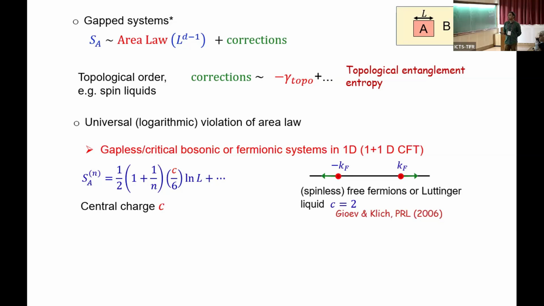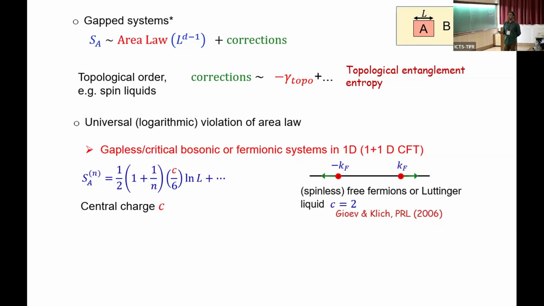Okay, so for gapless systems, let's say in one spatial dimension, 1+1D, for gapless bosonic or fermionic systems it is well known that you get a logarithmic universal violation of this area law. You get a log L whose coefficient is universal, determined by the central charge. For example, if you take a Luttinger liquid or even a free Fermi gas in one dimension, you get these two chiral CFT modes, and in this formula it will be 2. If you have spin, it becomes 4. So that is the result for the gapless system.